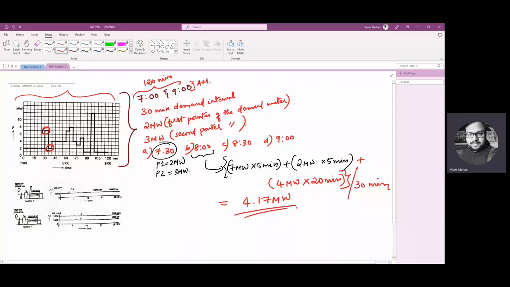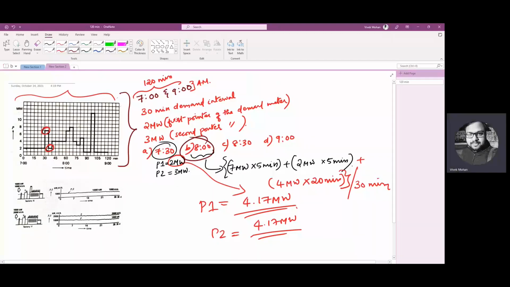So during this 30 minute interval, pointer 1 gradually moves from 2 megawatts to 4.17 megawatts. Now at 8, both pointers indicate 4.17 because the maximum demand has also changed. You know that the demand meter has a second pointer, which is the maximum demand pointer. That also is 4.17. So this is P1 and this is P2, pointer 1 and pointer 2 at 8.